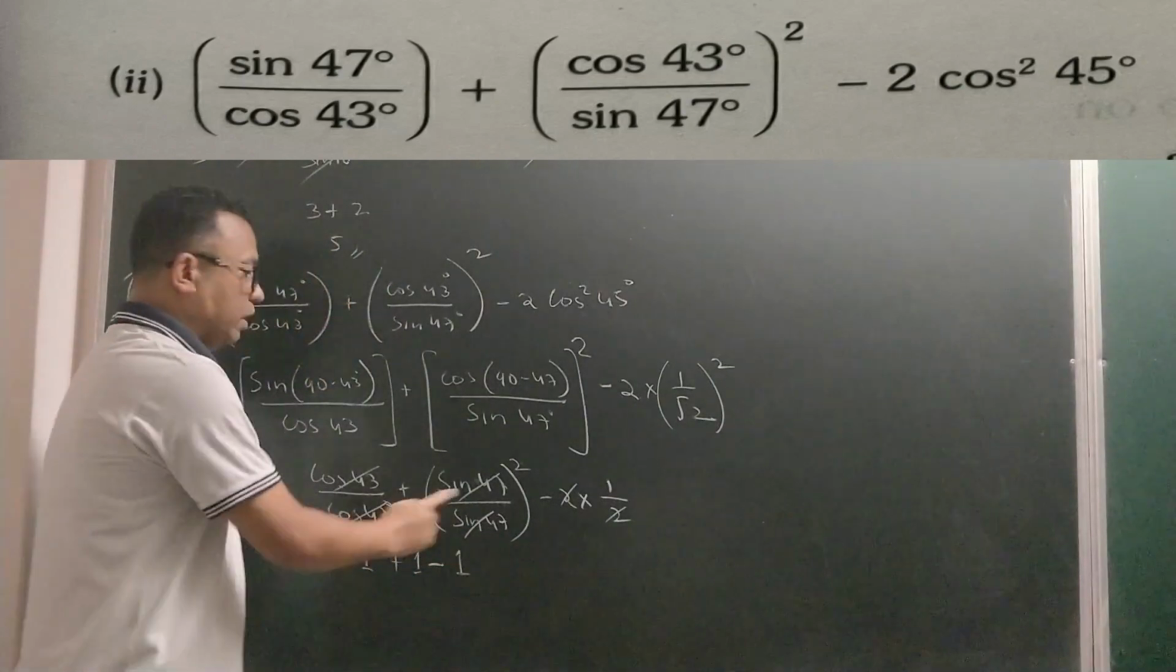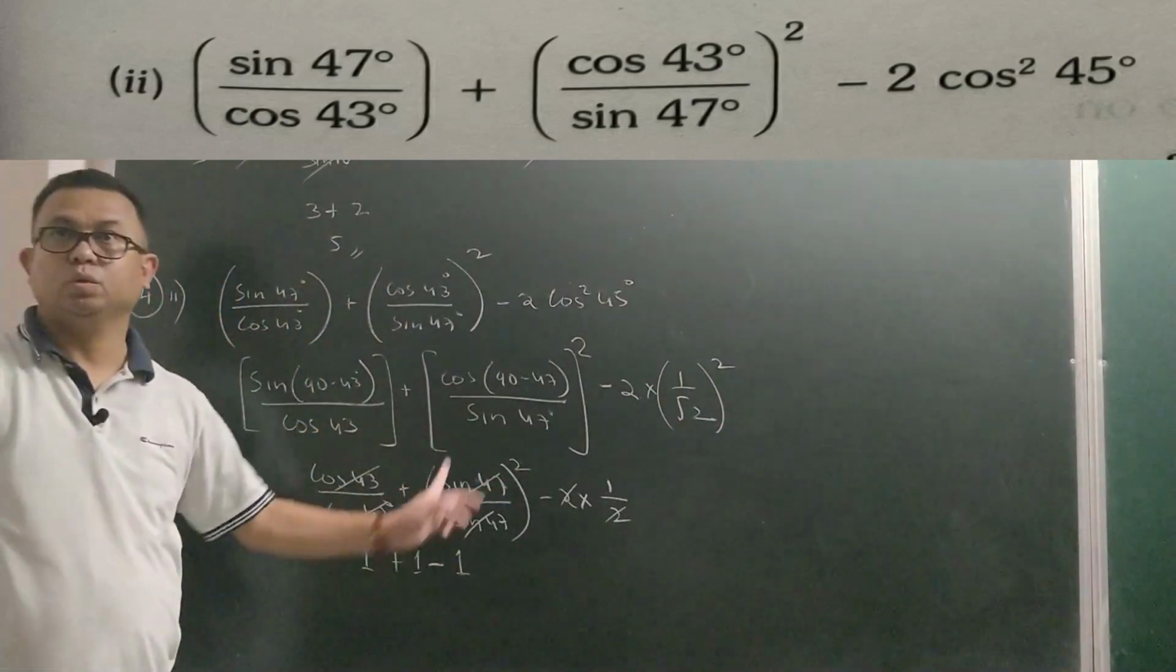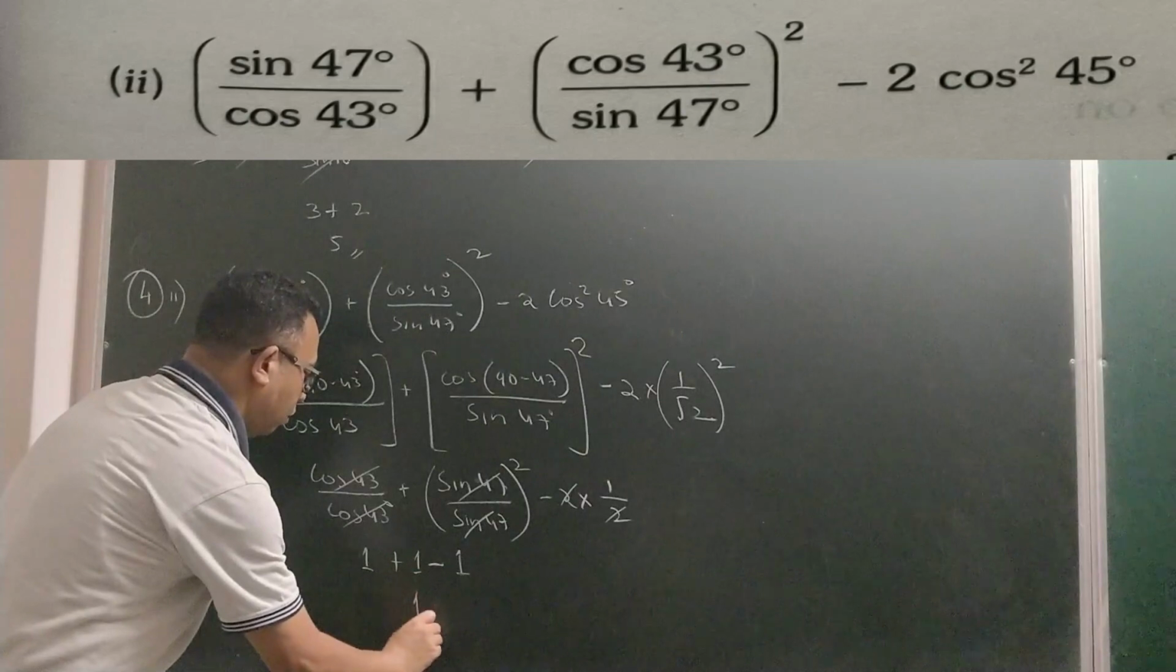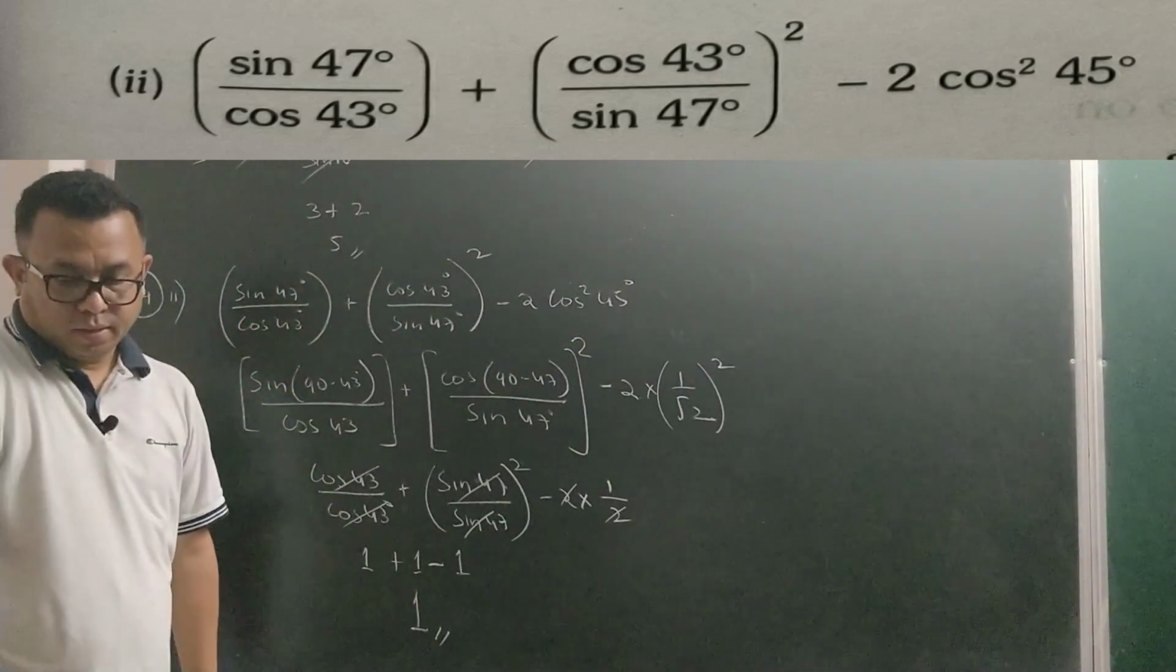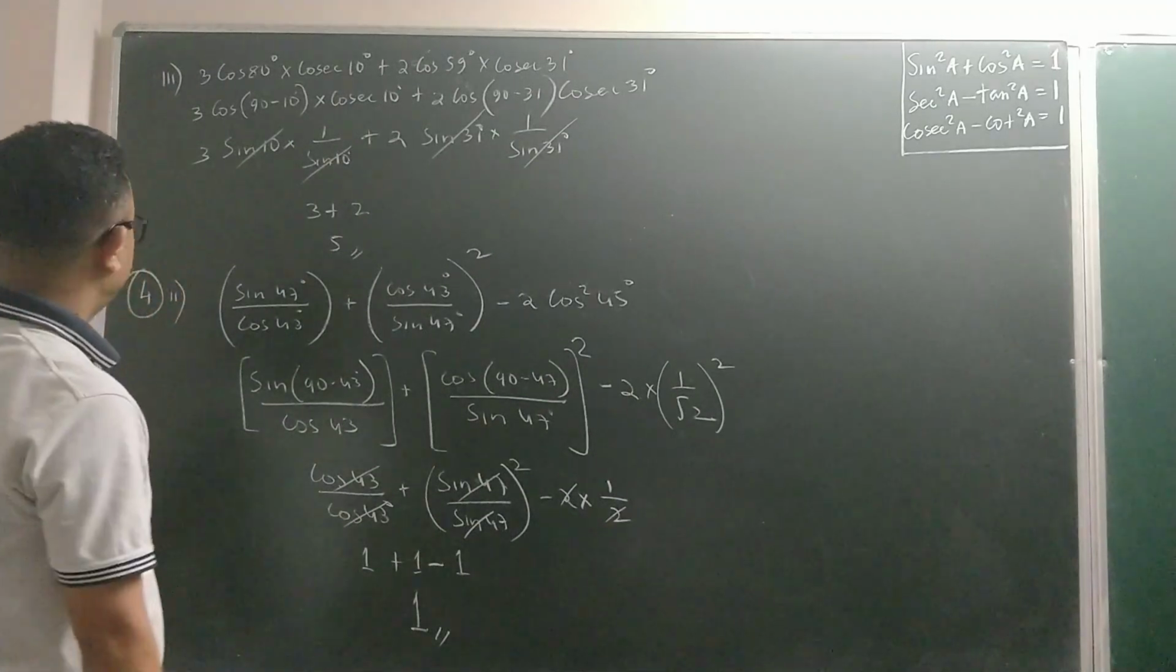So there, 1 plus 1 minus 1: 1 plus 1 is 2, 2 minus 1 is 1. Yeah, this is 4, 2. Yeah, let me do now one more question from question number 4.